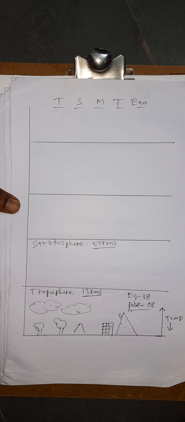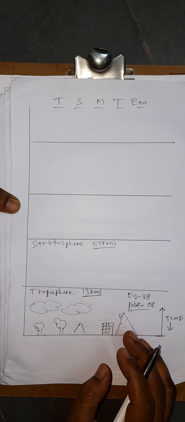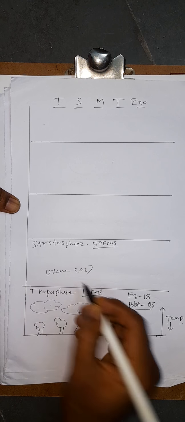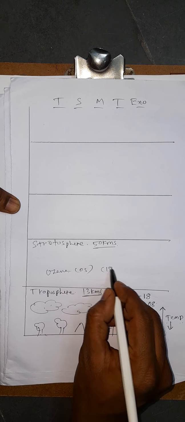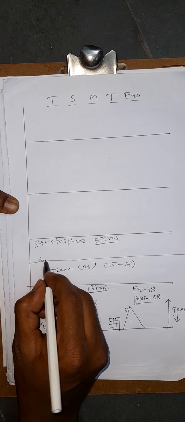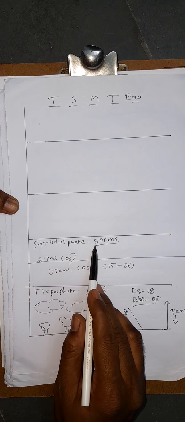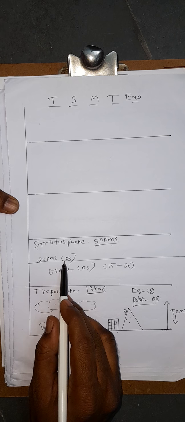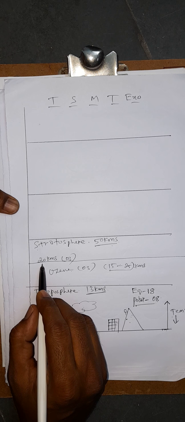As it is 50 kilometers, we know very well that the shield which is protecting the earth from harmful UV rays is the ozone layer. We call it O3, right? This ozone layer is on average 15 to 25 kilometers. So let us assume just 20 kilometers. The stratosphere height is 50 kilometers, while the ozone layer is roughly 20 kilometers, between 15 and 25, but for our understanding we take 20 kilometers.